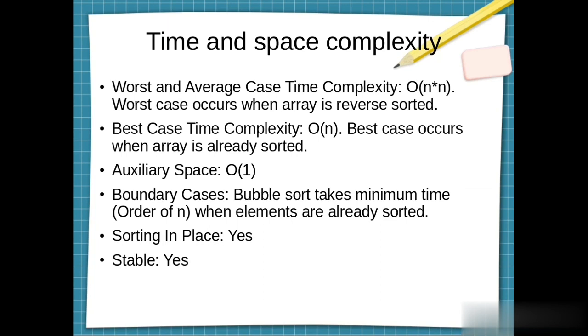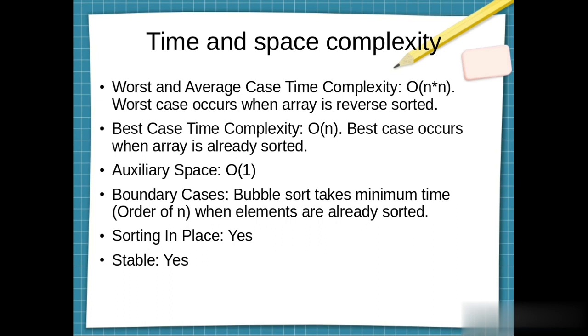So let us see what the time and space complexity is. For the worst or average case, most of the time the worst and average case are similar. The worst case is when every single element is wrongly sorted. It takes O(n squared) time complexity, because we have to check every single element and swap every single element. The time complexity is O(n squared).